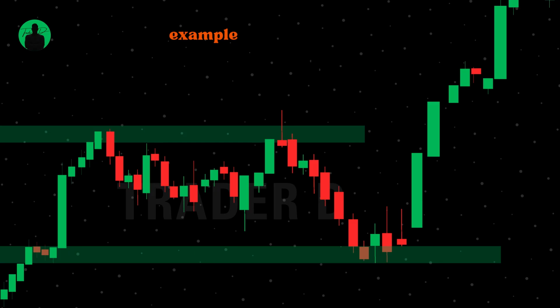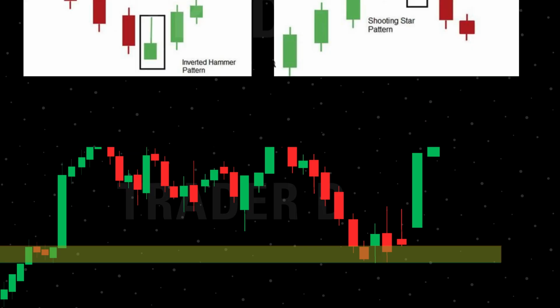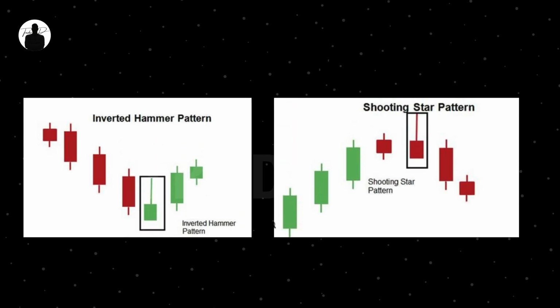When using candlestick patterns in price action, always remember that these patterns work best when they align with key support or resistance levels. If the inverted hammer had not formed near a support level, it would not have reversed the market trend on its own. Therefore, whether it's the shooting star or inverted hammer, these patterns need the support of critical levels to function effectively. I encourage all traders to practice these concepts on charts to better understand them.